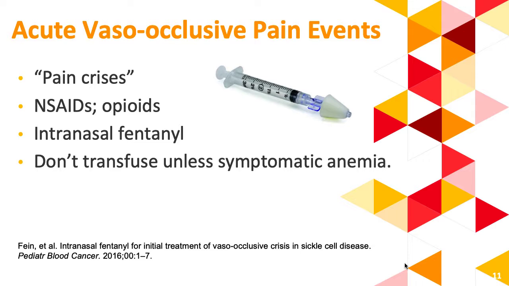All right, so a couple other things about pain crises. This is a thing not to do. Don't transfuse them unless they have another reason to be transfused. In general, in these patients, symptomatic anemia is the main reason to transfuse the patient.